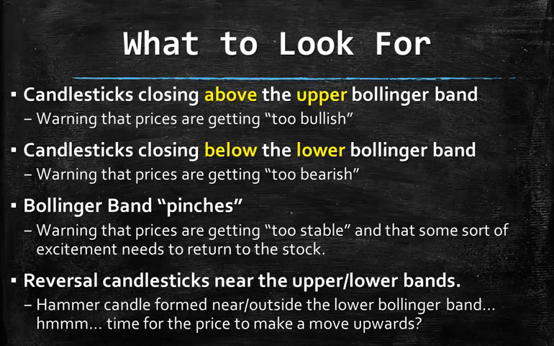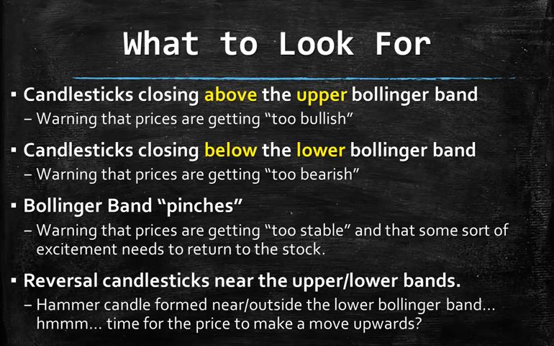So what sorts of things should we be looking for? Candlesticks closing above the upper Bollinger Band. This is a warning that prices are getting too bullish, or in other words, getting overextended to the upside. Again, that is when candles are closing above the upper Bollinger Band. When candlesticks are closing below the lower Bollinger Band, the exact opposite is true. This is just warning that prices are getting too bearish.